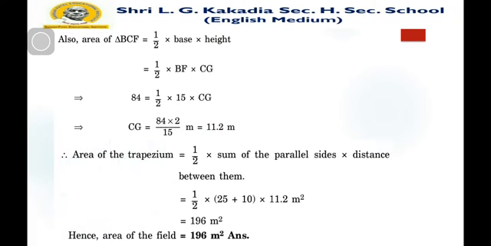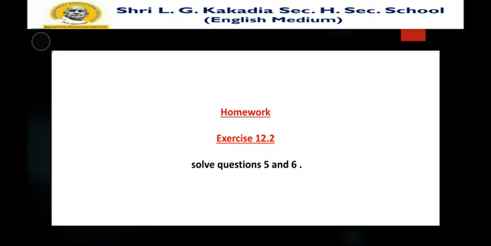Now the area of the trapezium is equal to half into the sum of the parallel sides into the distance between them. So half into (25 plus 10) into 11.2 meter square, which is equal to 196 meter square. Hence the area of the field is equal to 196 meter square, which is the required answer. You can solve such examples from exercise 12.2. Questions 5 and 6 are similar to this type of example.